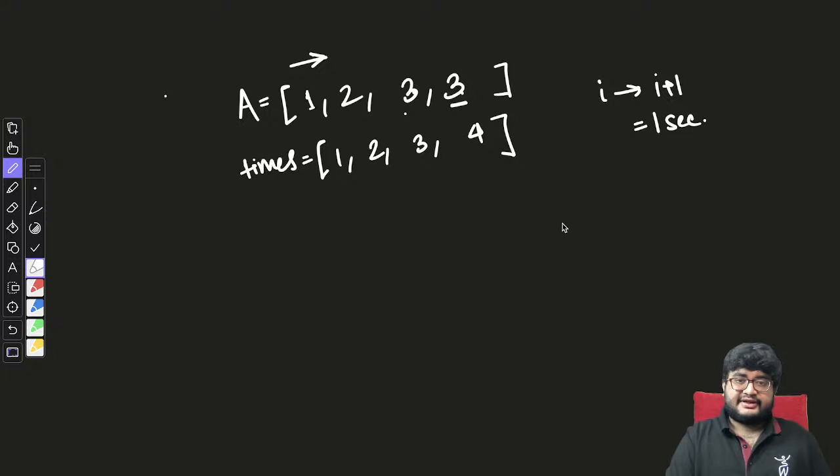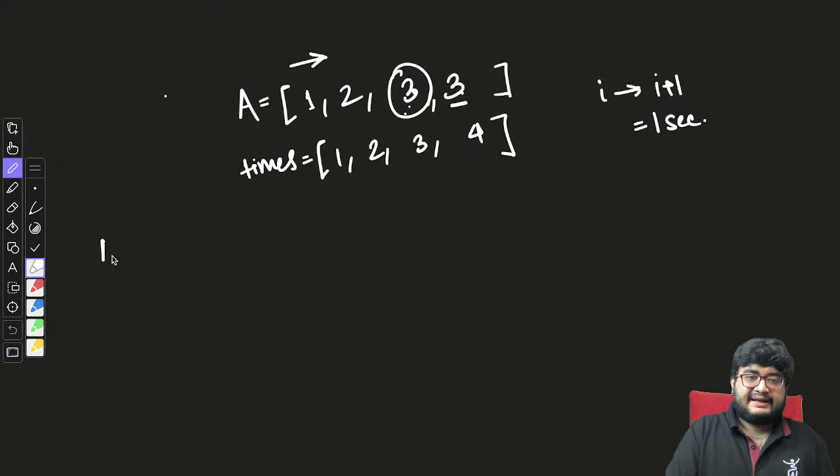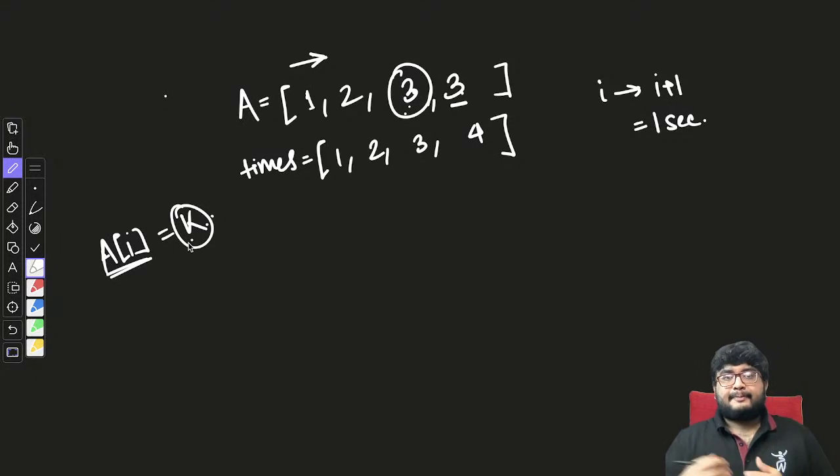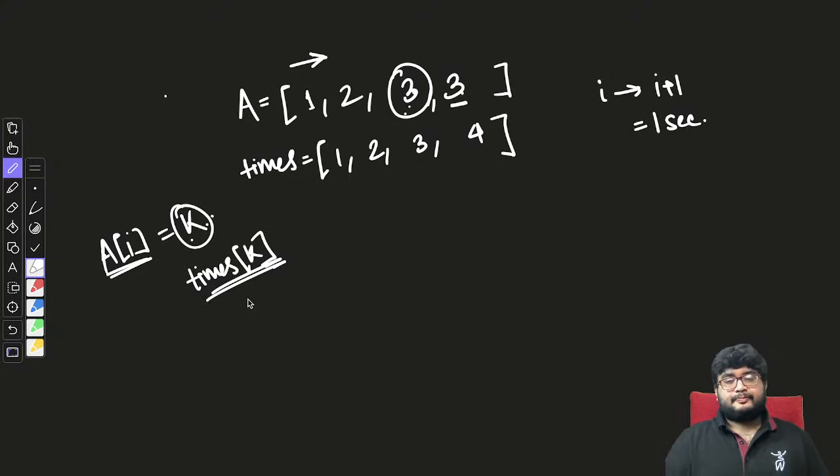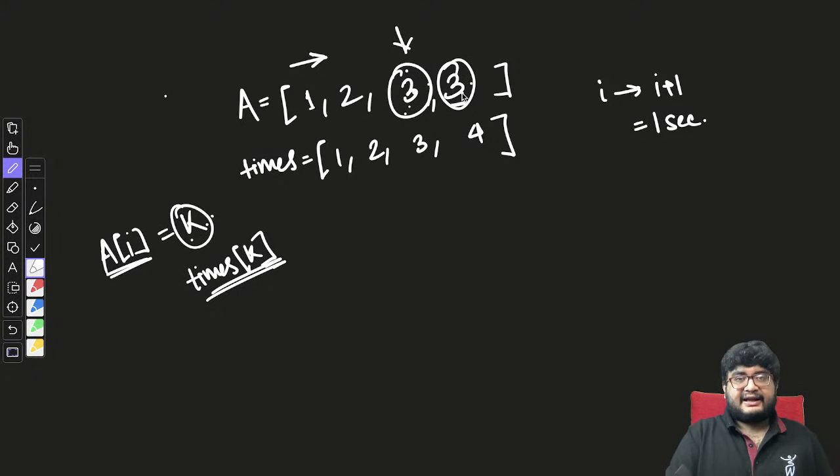But there is an additional constraint. Here we have a 3, here we pick a 3. Now if we pick an element, let's say A of I equals K, we pick up K right now. To be able to pick up K again, we must wait for times of K amount of time after we have picked it. For example, let's say we picked up this 3 at some time. After that, there is again another 3.